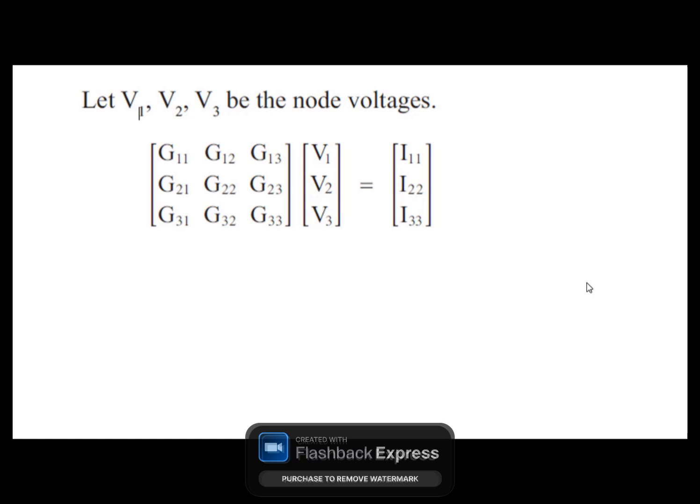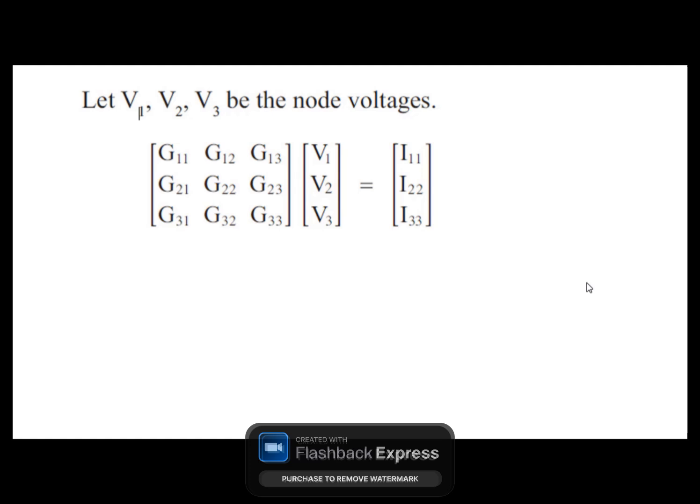matrix is composed of V1, V2, V3. Suppose you have 3 nodes other than the reference node, the V matrix will look like this: V1, V2, V3. Then you will have 3 values for I matrix: I1, I2, I3. So this is the case for a circuit with 4 nodes.